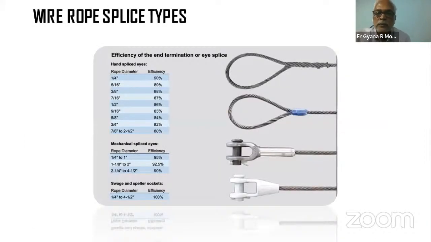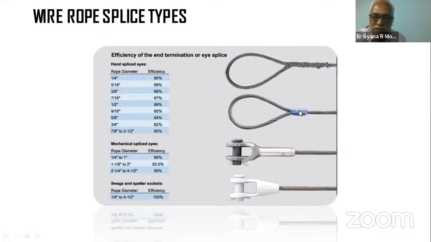Then, normally to lift a component, we make splicings. There are several splicings. Just check the rope, what splicing has been done. The first one is a hand spliced eye. The second one is a mechanical spliced eye, and the other two are swaged and spelter sockets. We'll go one by one. Hand spliced means you open these strands and then twist them again, put and twist it. This is hand spliced. This is mechanical splicing.